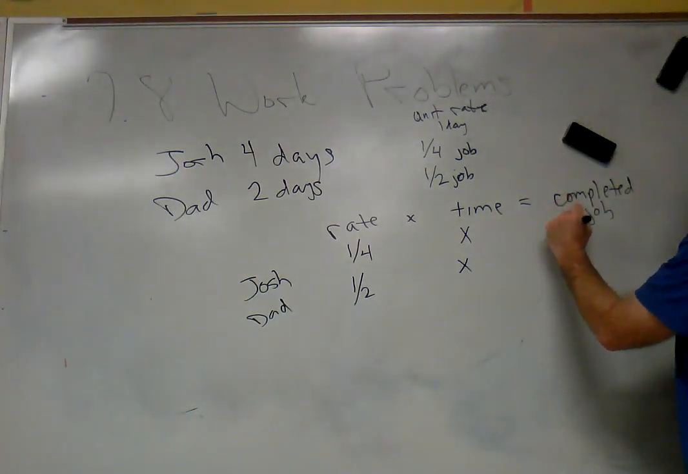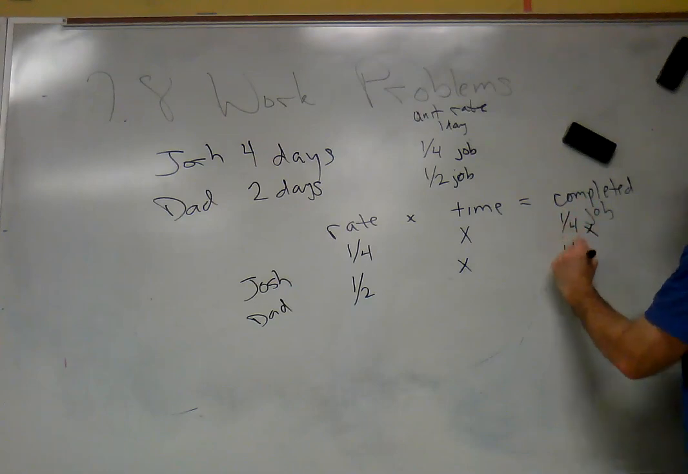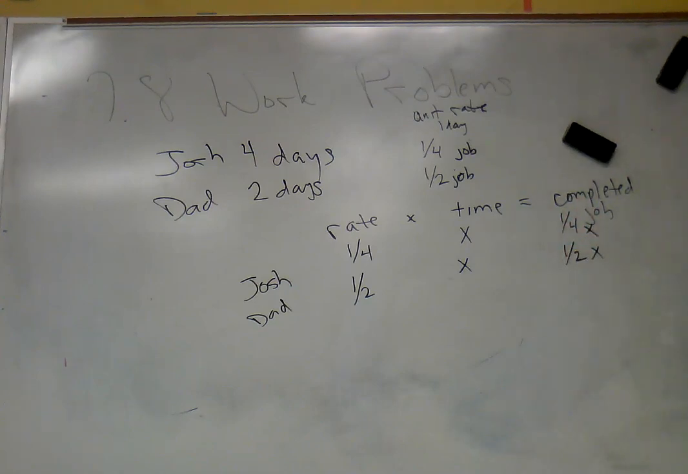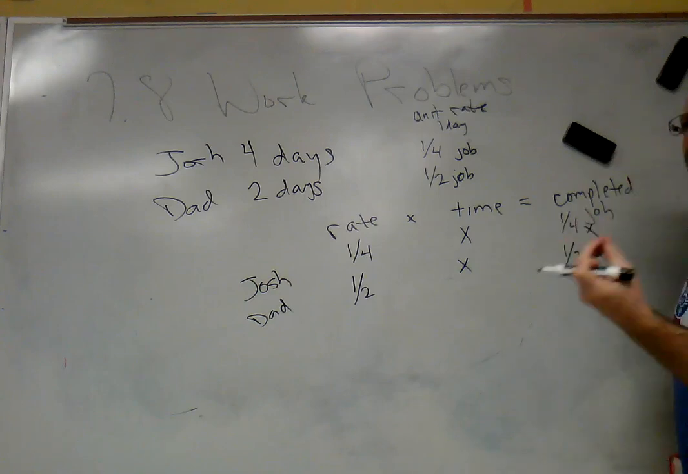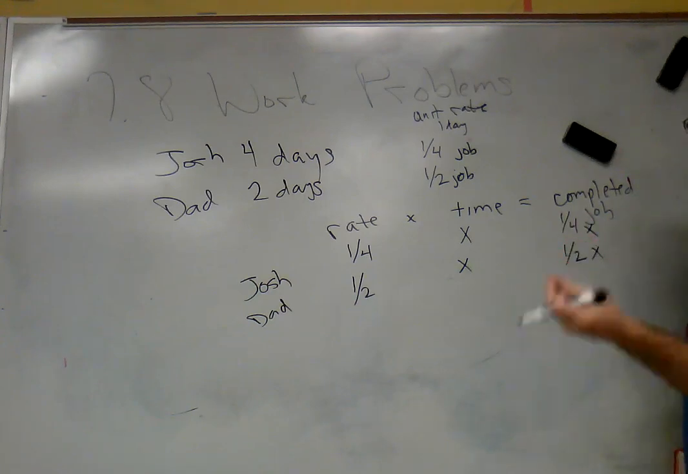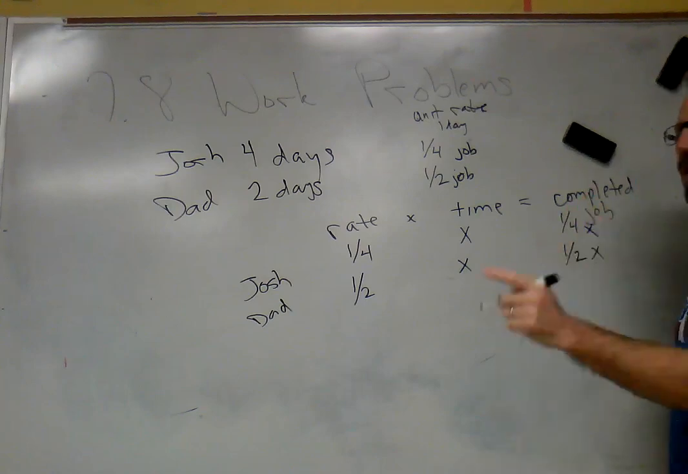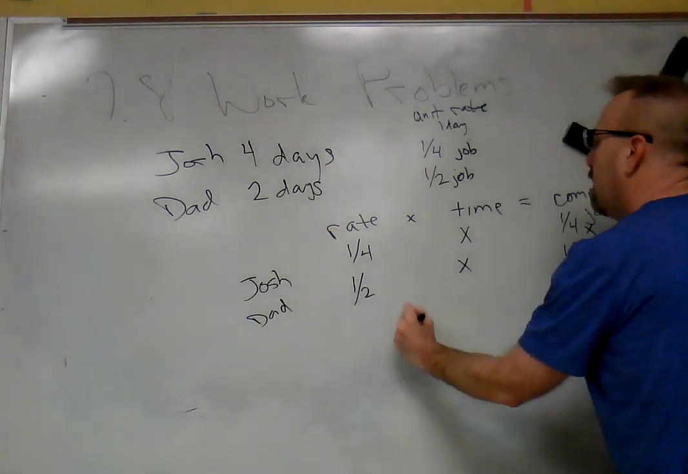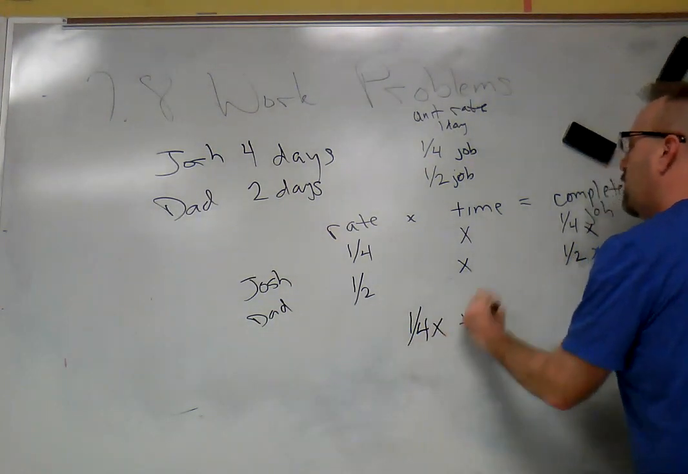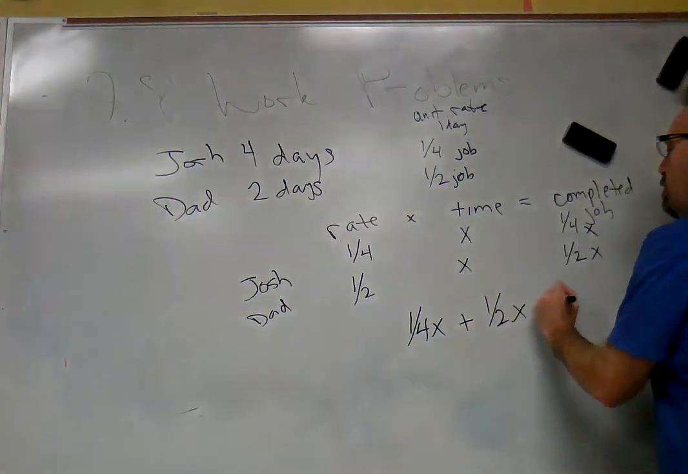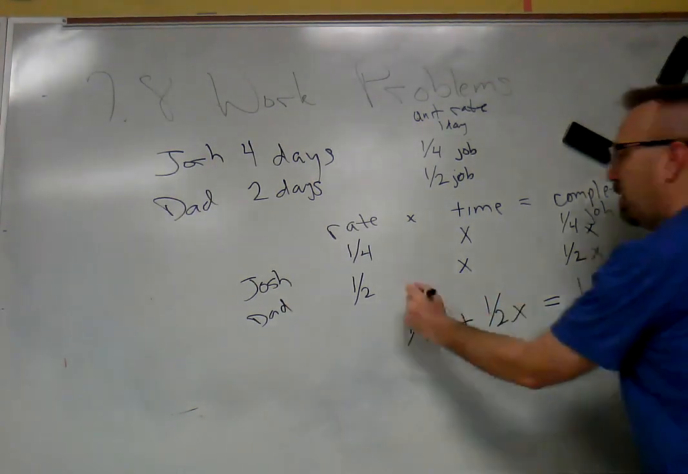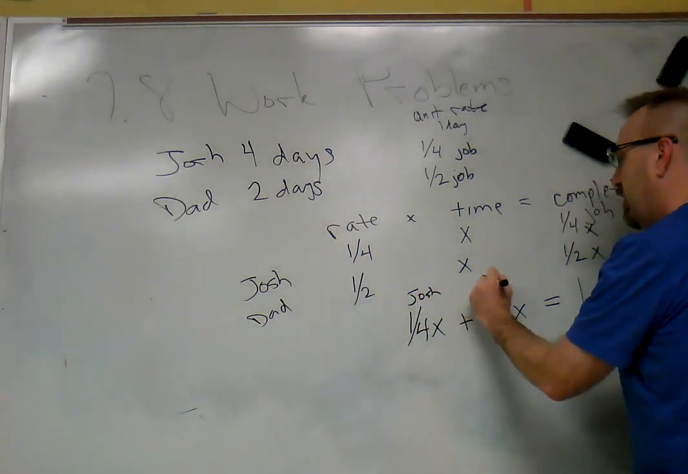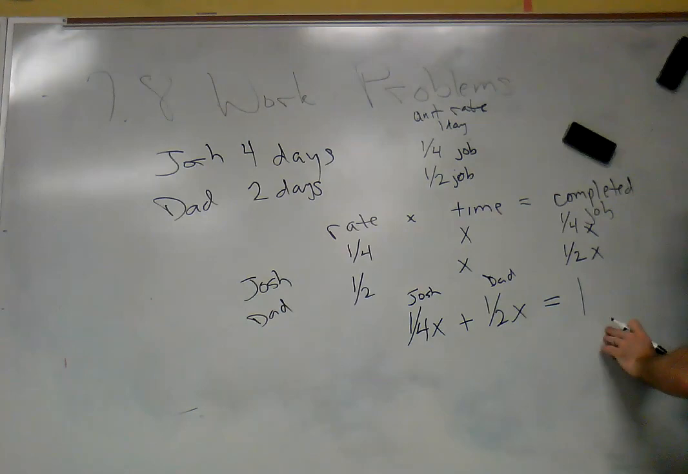Josh is going to be a fourth of x. Dad is going to be a half of x. If they do the entire job, how many jobs have they done? There's only one job. If we complete something, we finish at 100%, that's the same as 1, because if we change 100% to a decimal, it goes to 1. So we write Josh working plus his dad, and together they complete the entire job. This is Josh's part, this is his dad's part, and together they do the entire thing.